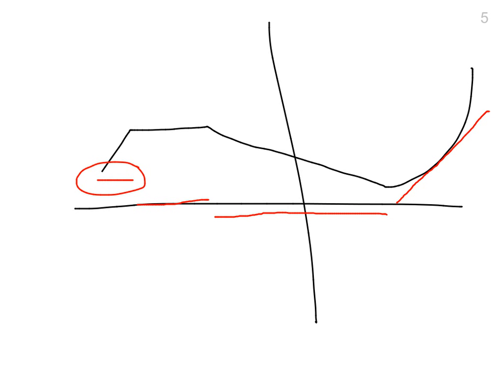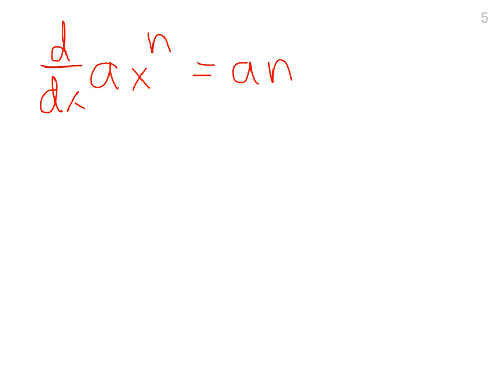I think that's it for now. We'll go over more things next time, a few more cases beyond the basic power. And just to reiterate, what I shared earlier was called the power rule. If you have ax to the n, and you take the derivative, that is equal to a n x to the n minus 1. That is the power rule.